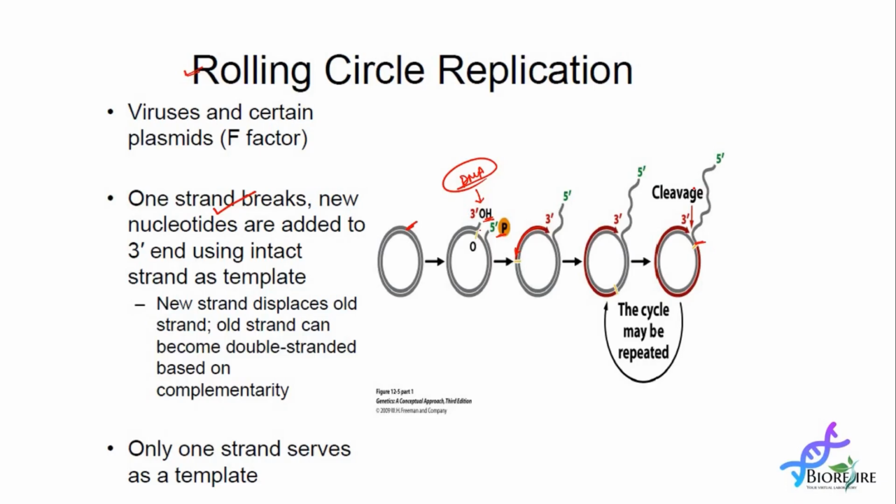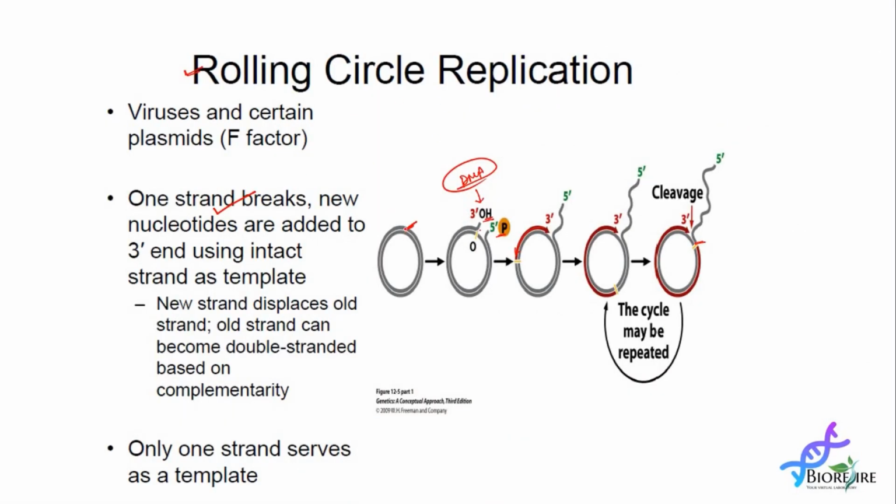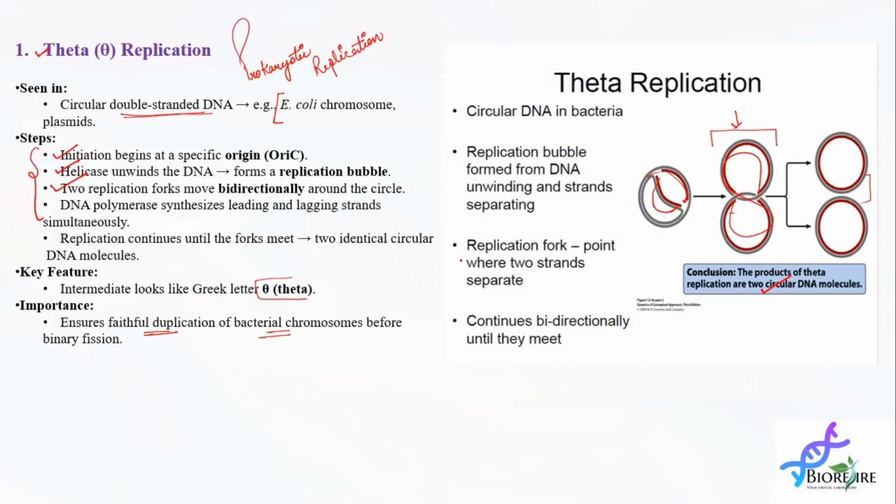DNA will replicate. Here, in theta replication, there is no breakage, but in rolling circle, one DNA strand is broken. The new strand displaces the old one, and the old strand can become double stranded based on complementarity. This is also a type of semi-conservative replication, because one strand is conserved and the second strand is new.